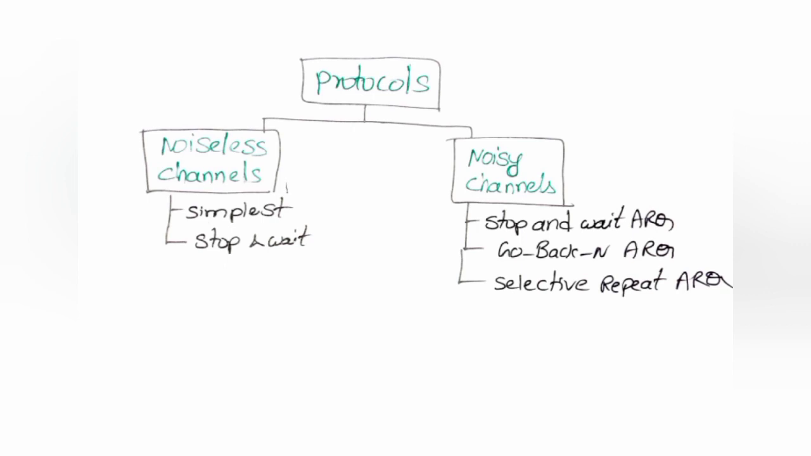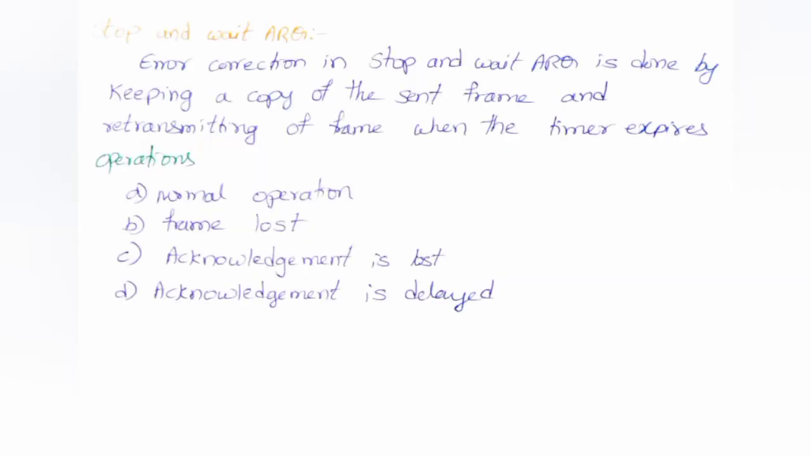First of all we will see what is meant by stop and wait ARQ. Error correction in stop and wait ARQ is done by keeping a copy of the sent frame and retransmitting the frame when the timer expires. Here in the stop and wait protocol, the sender transmits the frame by keeping a copy of the sent frame, and if the timer expires, that means there is no response from the receiver side, then it will again retransmit the same message.